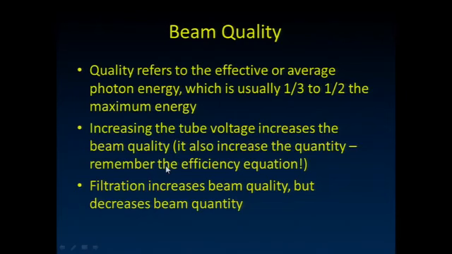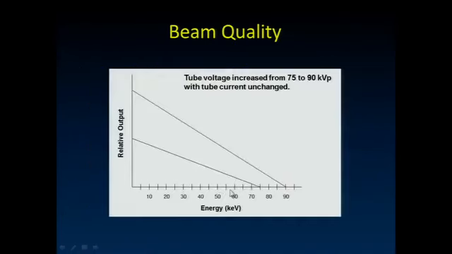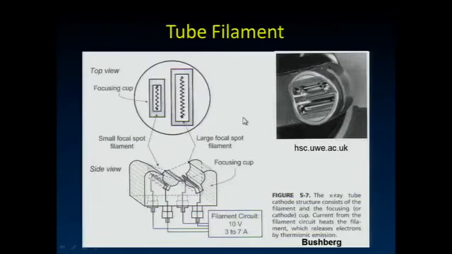Our kV times our Z times 10 to the minus 6. If you increase kV, you make more X-rays of every particular energy, okay? So here's that picture. Notice if we increase from 75 to 90, yes, we can make some more highly energetic X-rays, but we also increase the number of X-rays at every single energy. So increasing kV both increases the quantity and the quality of the X-ray beam, okay?